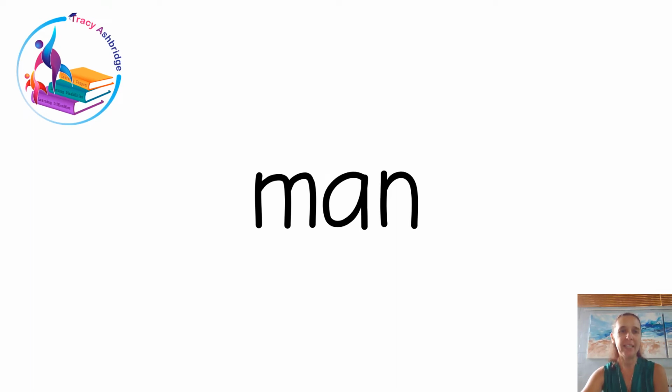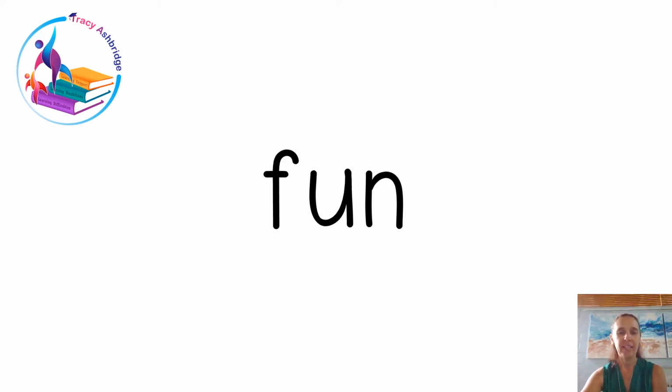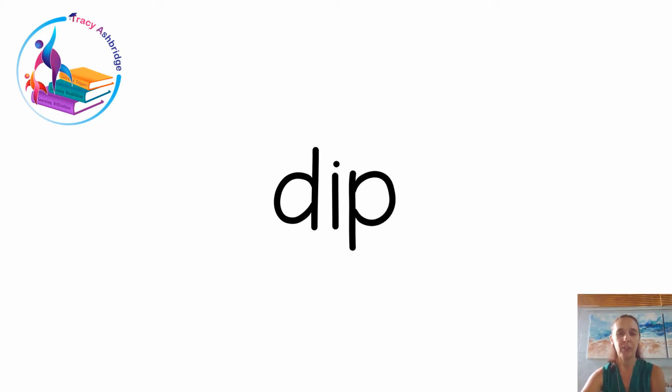So the first word here, if we're going to sound this out, each letter here makes its own sound. So it's M, A, N, man. The next one here, every letter is saying its own sound. So F, A, N, fun. Here we've got D, I, P, dip.